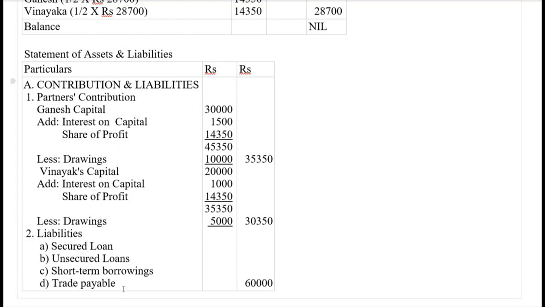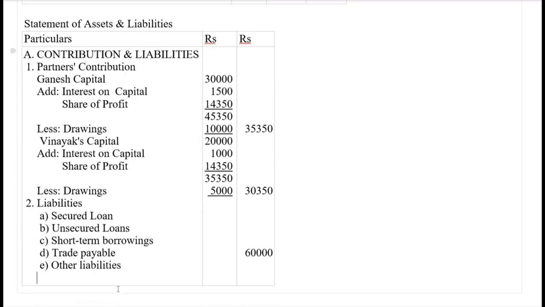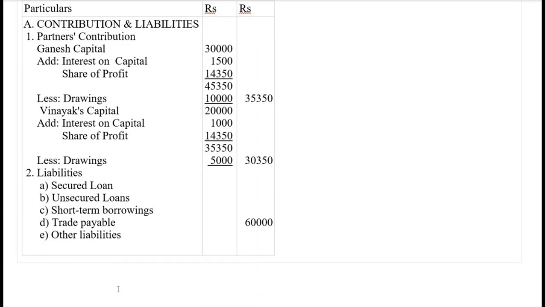Then the next one here we should take E, that is other liabilities. So under other liabilities we should take the outstanding salary. So outstanding salaries should be taken as 5,000. There is only one liability, so that's why directly I will take it to the outer column here. Rupees 5,000.